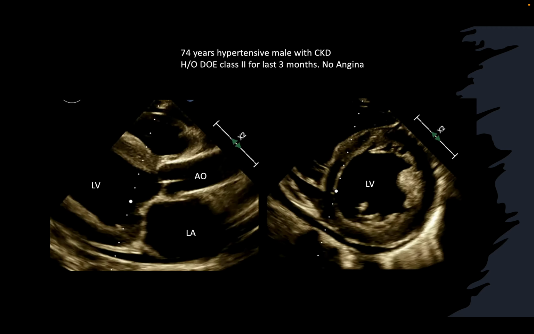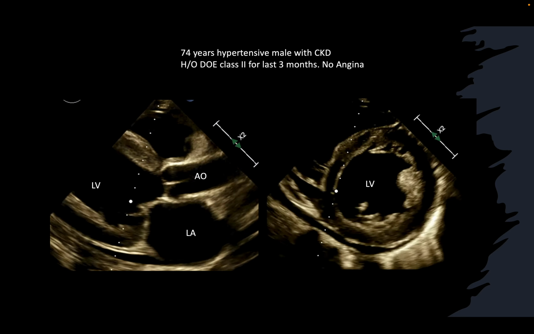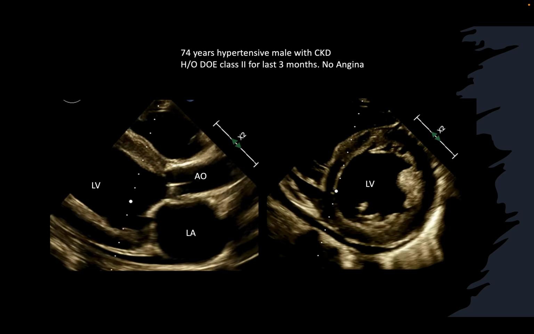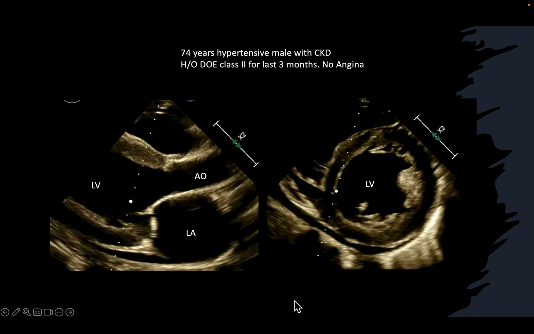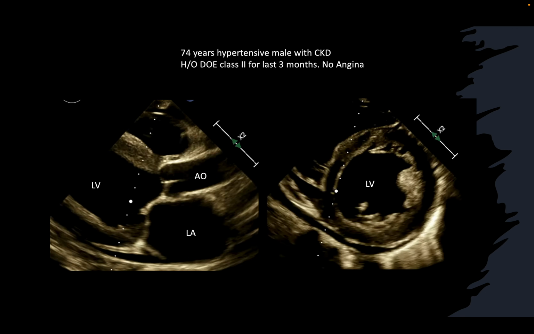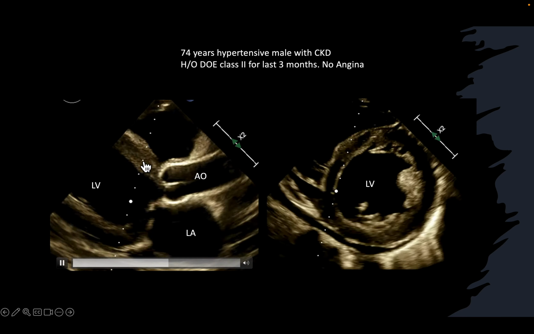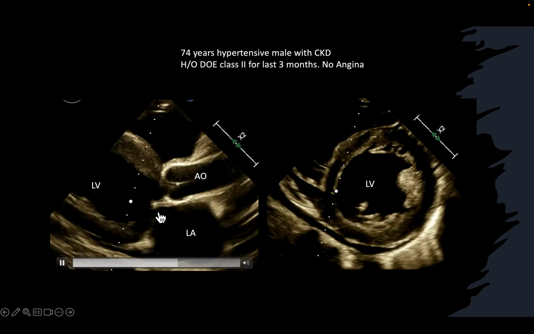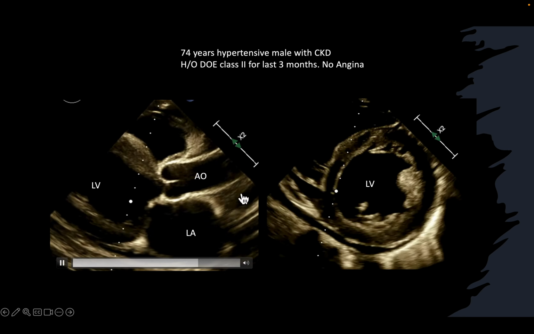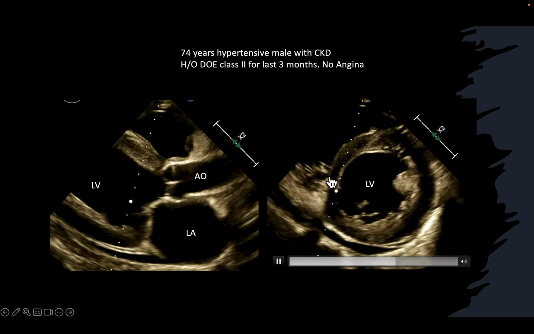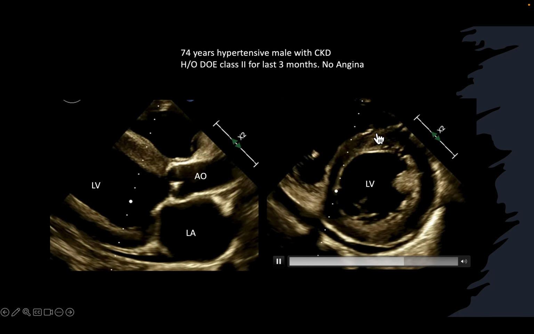That was a 74-year-old hypertensive patient who had CKD, with creatinine about 4, and dyspnea for the last about 3 months, which obviously we know was because of the ejection fraction, which was about 23% in this patient. And you see there is a global hypokinesia, the LA is enlarged, and then you have a mild pericardial effusion. In a short axis view also, you hardly see any contraction.